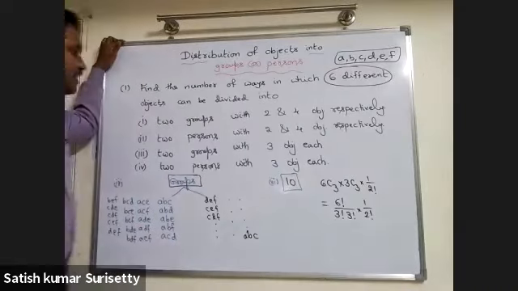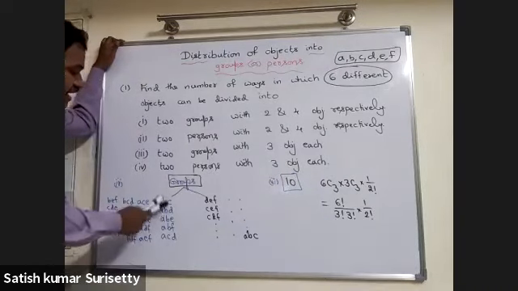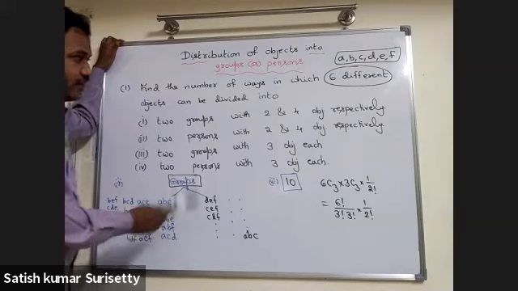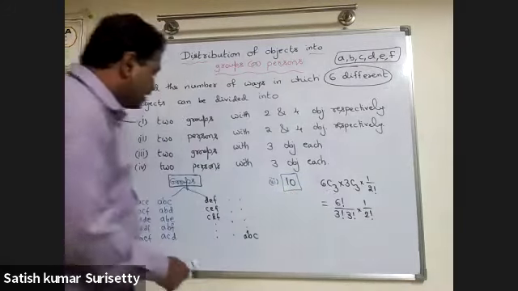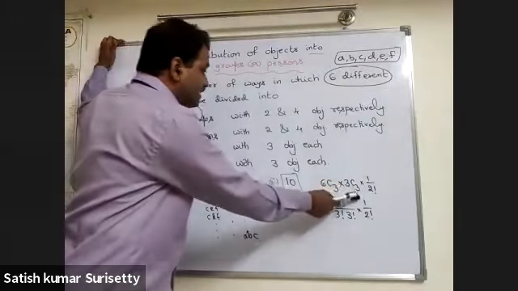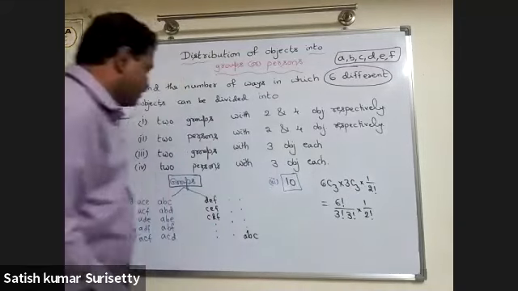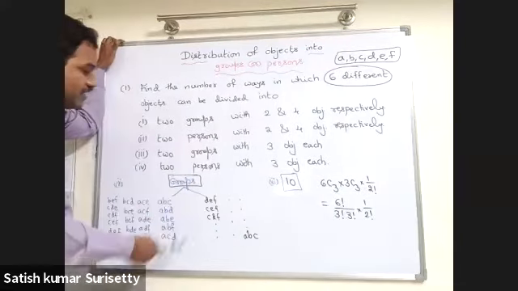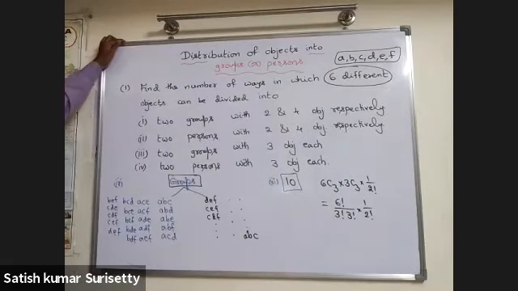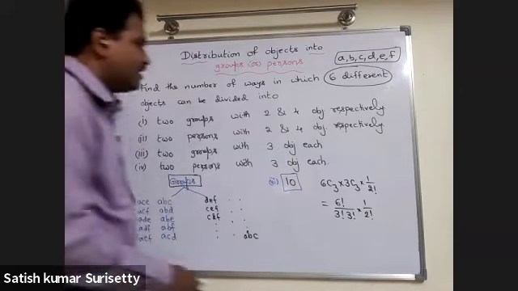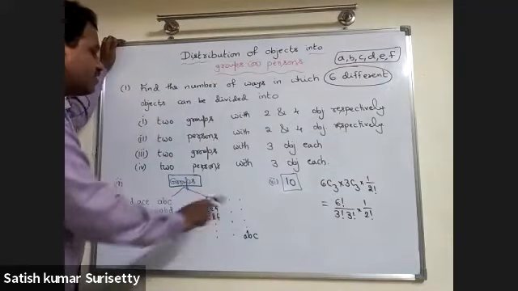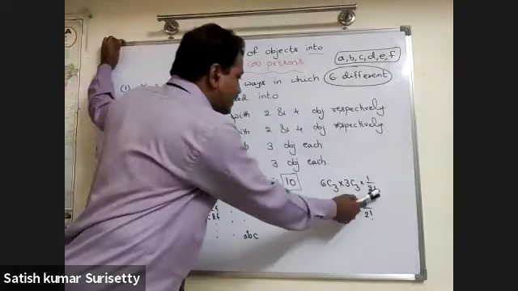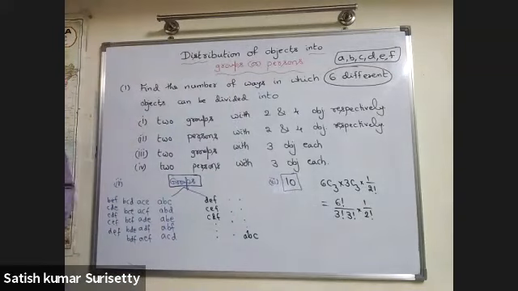Now in terms of notation, 3 objects have to be given to the first group from 6. That means 6C3 into the remaining objects, which are 3, so 3C3, into 1 upon 2 factorial. Why? Because this entire quantity and this entire quantity are the same. It is like when we are discussing problems of arrangement of the letters in a word: if repetition is there, we write the denominator. Like that, here this quantity and this quantity exactly match. That's why we are writing 1 upon 2 factorial.